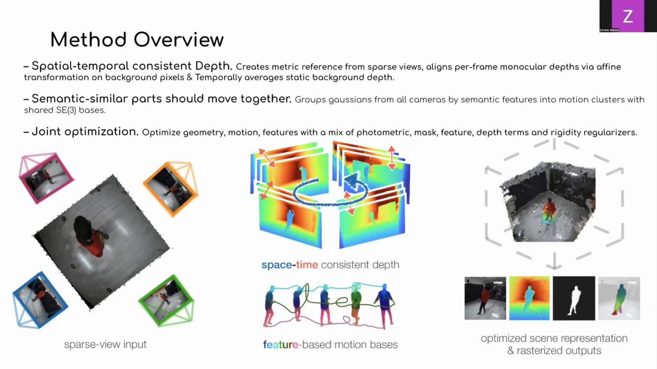The second part is we assume that semantically similar parts should actually move together. That's why we aggregate the DINOv2 features from all cameras and just run KNN to get them into different groups. Then we create some motion clusters with a shared SE(3) basis. Finally, we run a joint optimization to optimize geometry, motion, and features together as regularization for our optimization process.